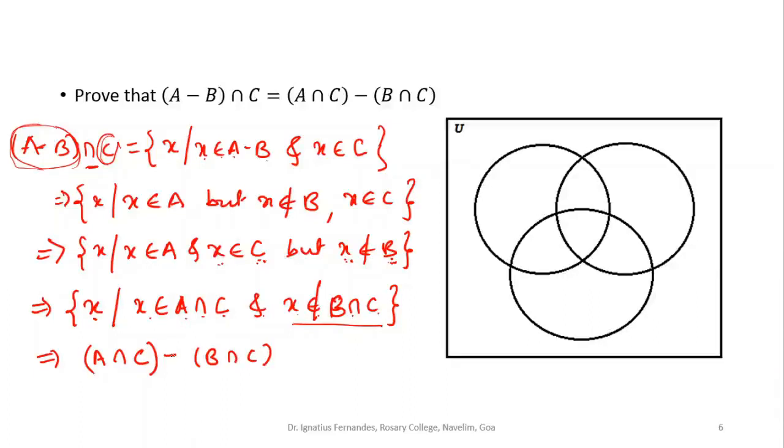So what have we proved? We started with the left hand side, that is here, and we show that it is a subset of this set. If you go in the reverse order, you will show that this will be a subset of the left hand side. In a way, you have proved that this set is equal to this set.